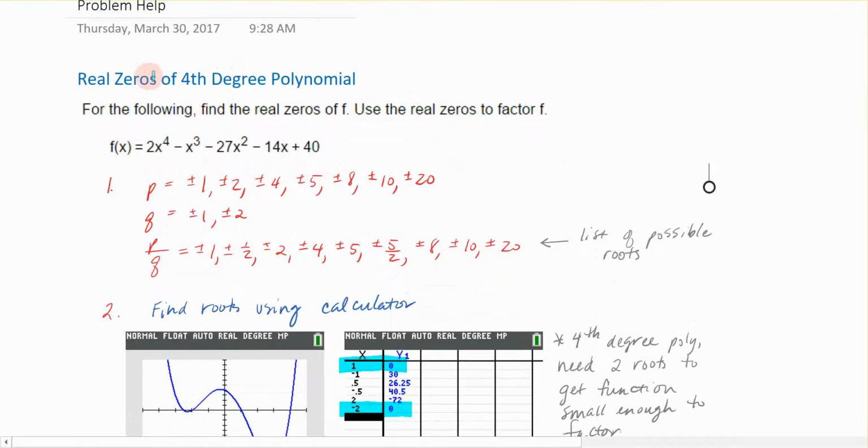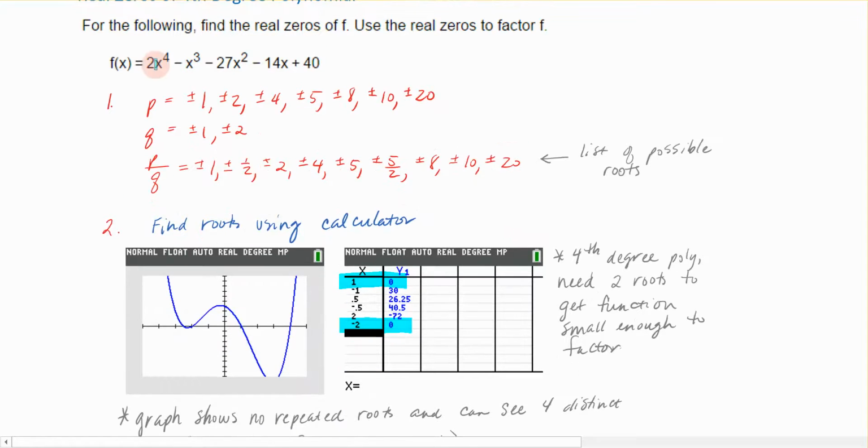Remember that when we have a polynomial and we're looking for the roots, here is our fourth degree polynomial. In order to make the list of roots, we have to find the factors of p, which is 40. So I list all of the factors of 40 along with all of the factors of q, and I left one of the factors off. But anyway, p divided by q is the list of all the possible roots for this particular polynomial.